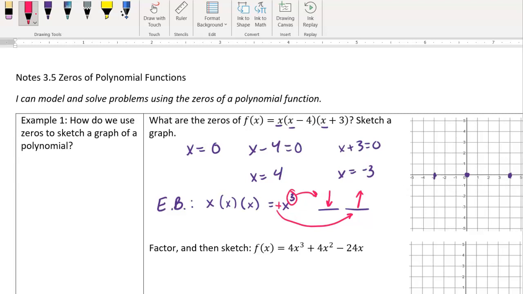So I know the right side of the graph is going to go up. Now it's not going to go straight up, so we go up and to the right. The left side is going to go down. It's not going to go straight down, but it goes down and to the left. And then we can connect them however you want to connect them, but it would be a wavy line like that.